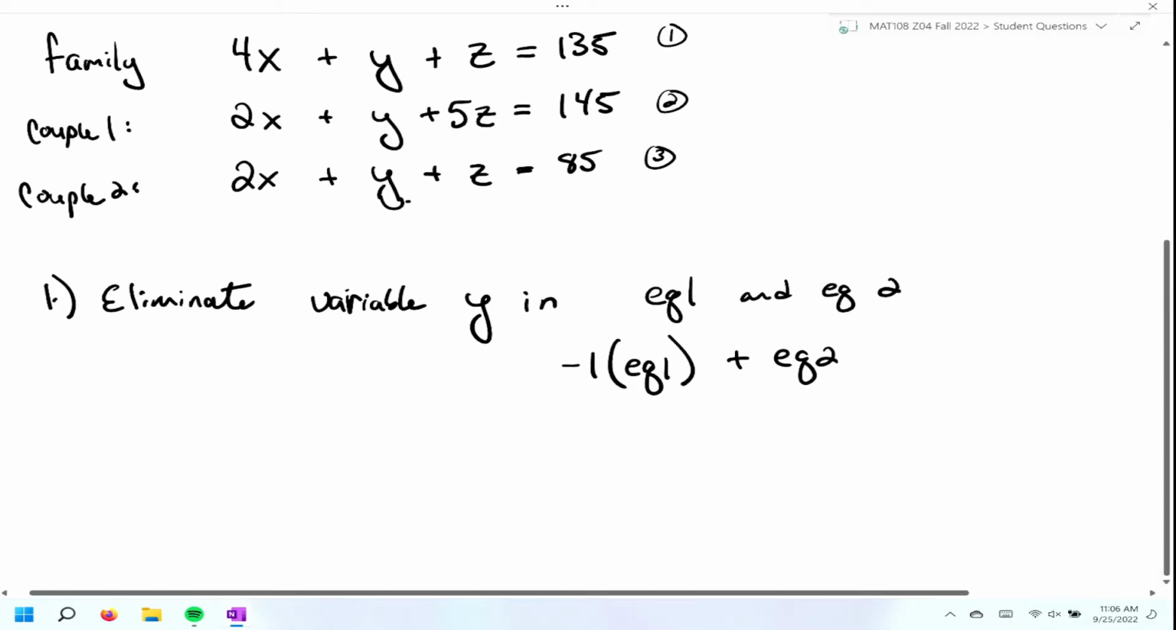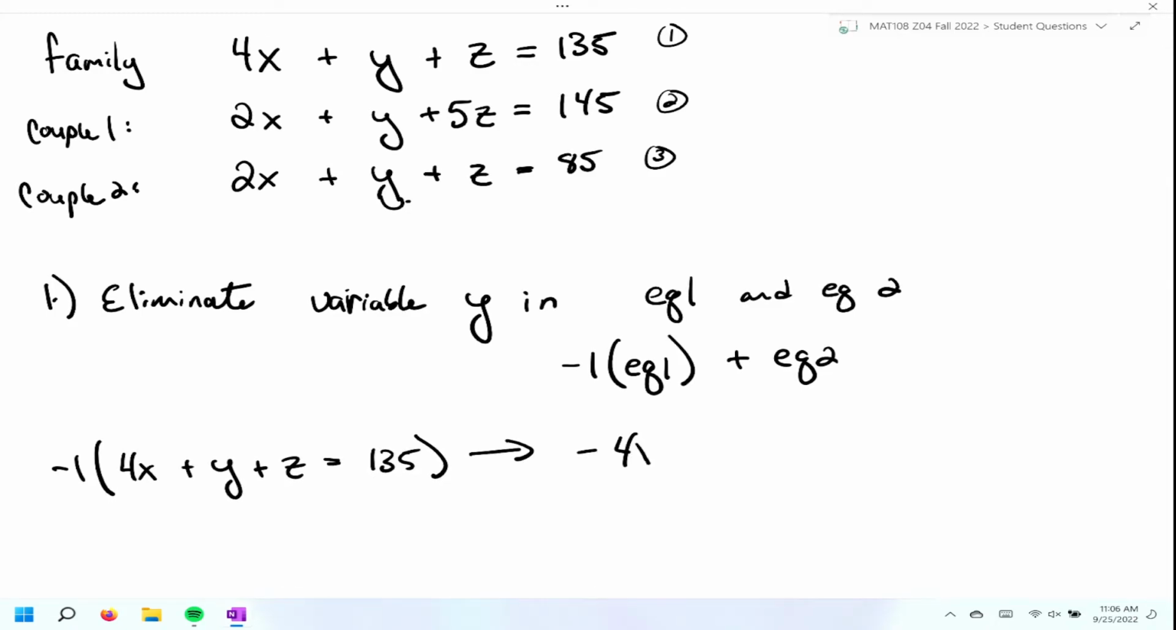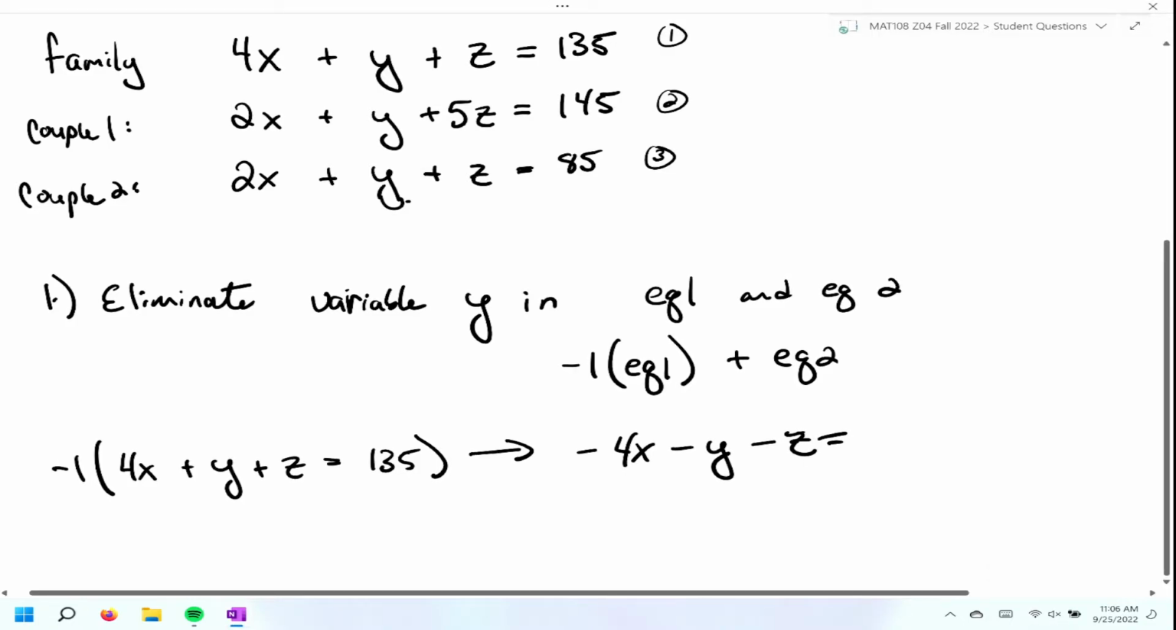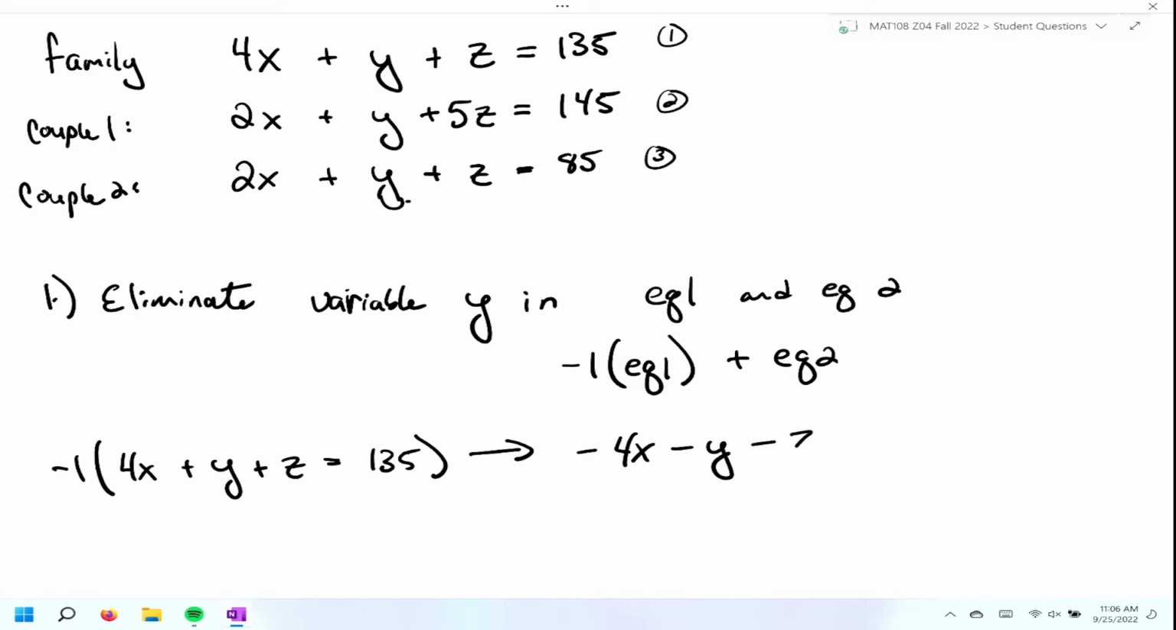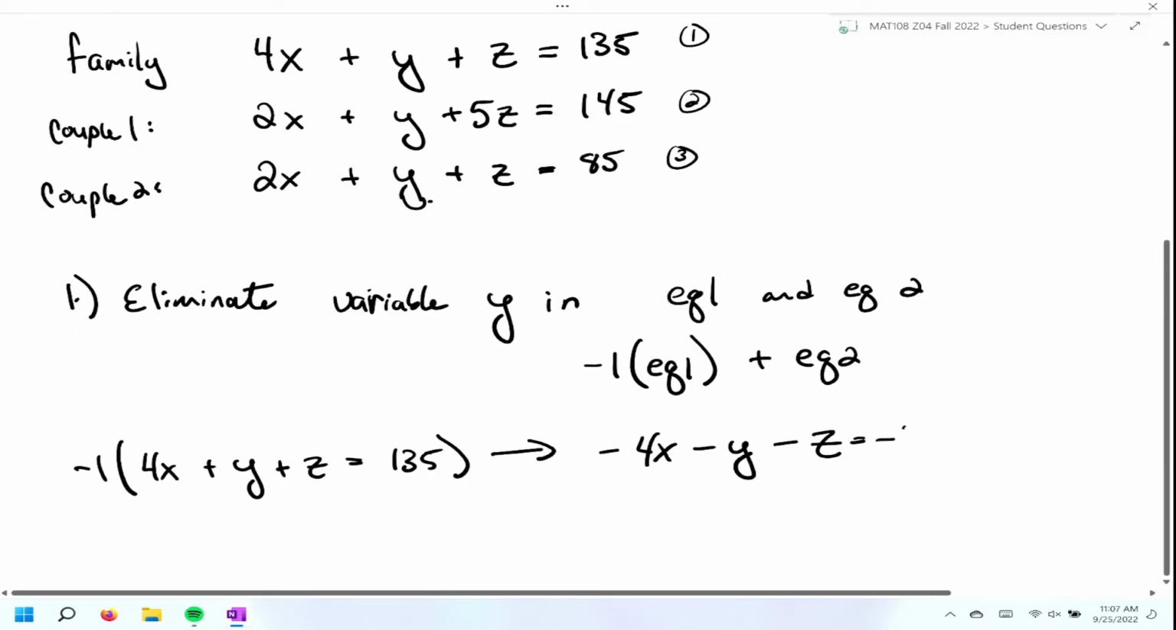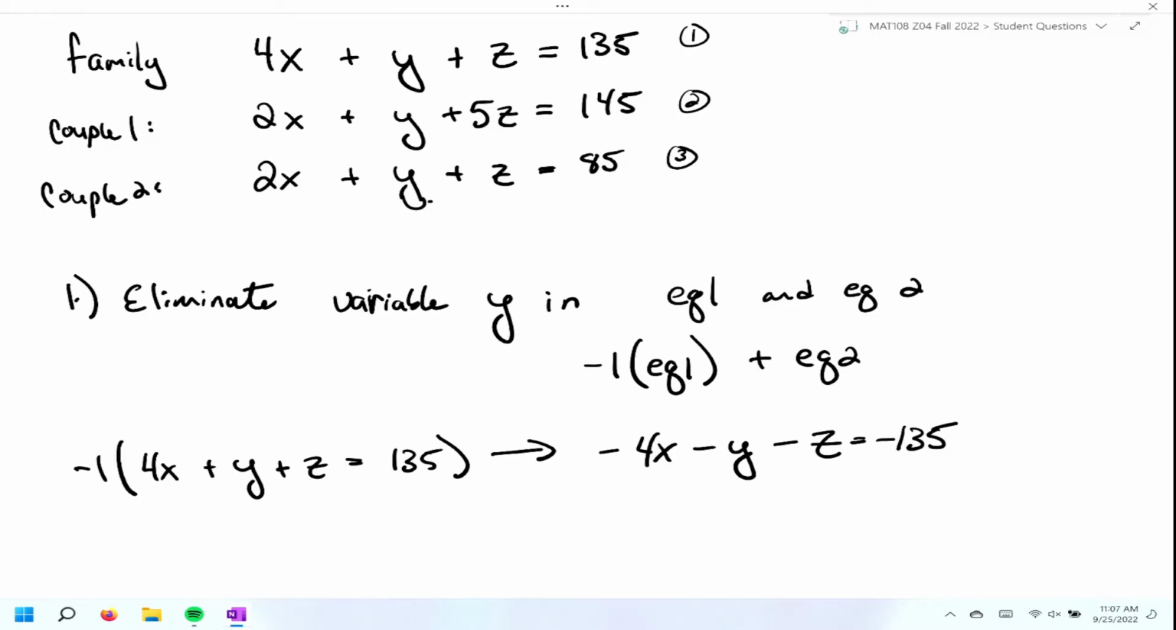So negative 1 times 4x plus y plus z equals 135 is going to give me negative 4x minus y minus z equals negative 135. So there's my negative 1 times equation 1, and then directly underneath, I'm just going to put plus equation 2, which is plus 2x plus y plus 5z equals 145.